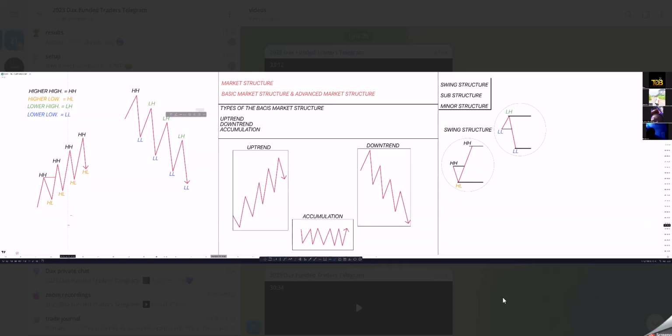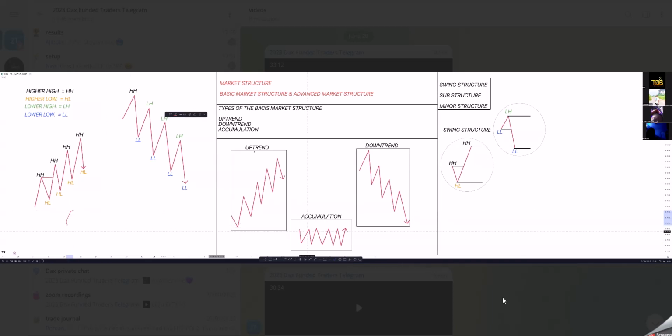Now let me give you guys an example again. For instance, you have price do something like this and take out the previous higher high. So that means you're bullish, right? So what do you want to do? You want to wait for price, and this is the higher low, correct? So you wait for price to get back to this higher low, then you can buy from this higher low.